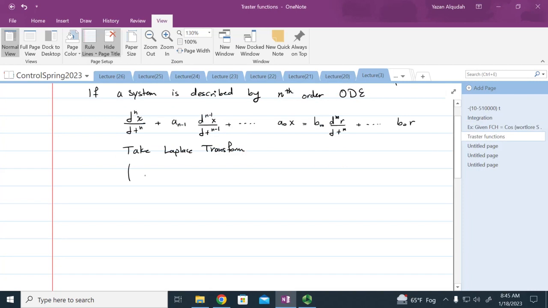So for the nth derivative of x, I'm going to get s to the n plus a_(n-1) s to the n minus 1, all the way to a_0. And what do I have this multiplied by? X of s. And what is this going to equal to? We're going to do the same thing on the other side. We're going to get b_m s to the m all the way to b_0 multiplied by r of s.